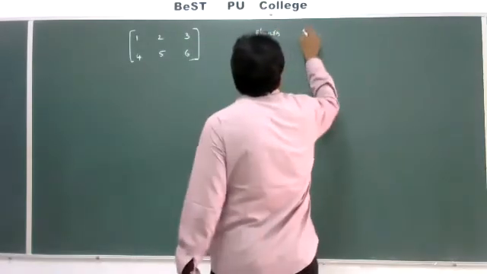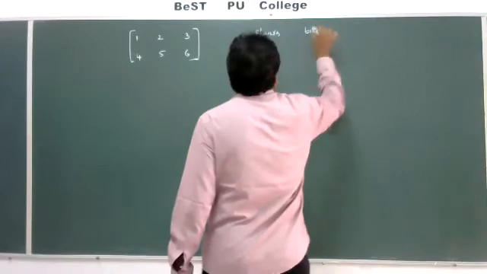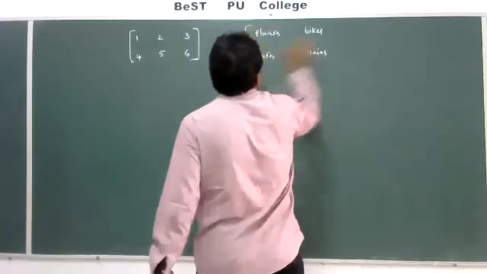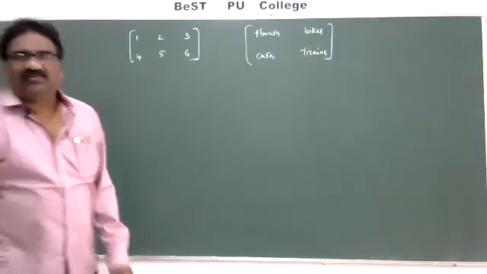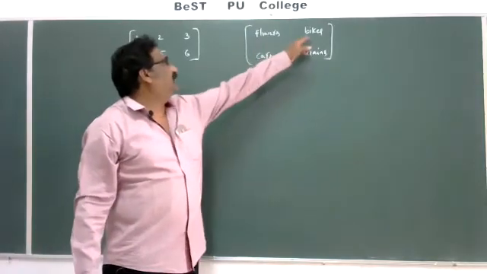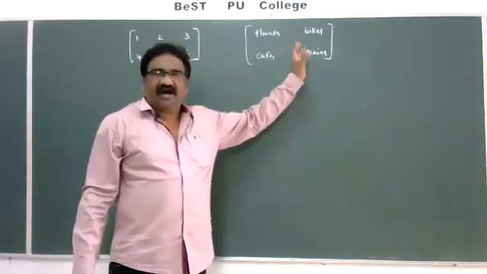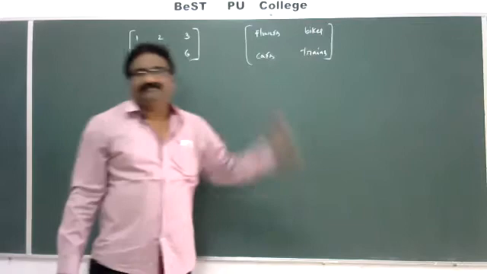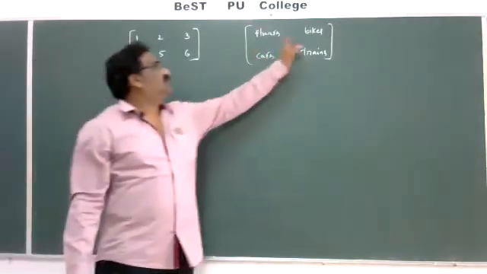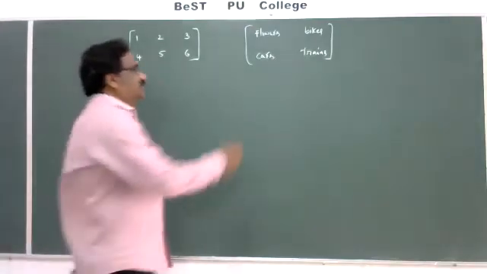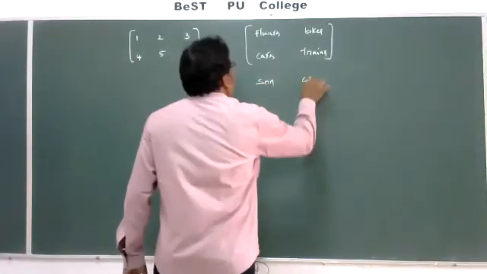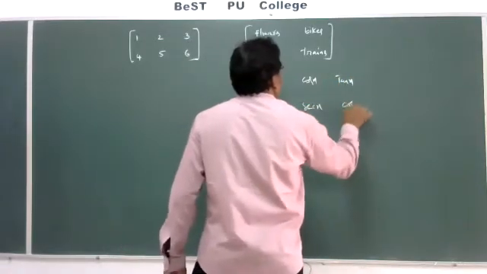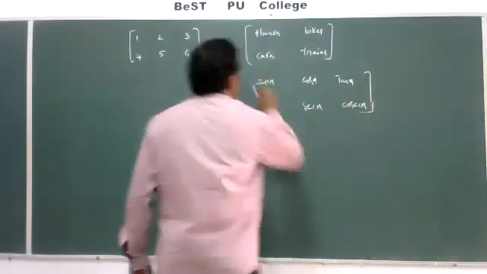For example, flowers, bikes, cars, trains. This is one way. Here, flowers, bikes, cars, trains. Like that, objects are also arranged in a specified order in a rectangular array. These can also be functions. For example, if you take sin x, cos x, tan x, cot x, secant x, cosecant x, these are trigonometrical functions.